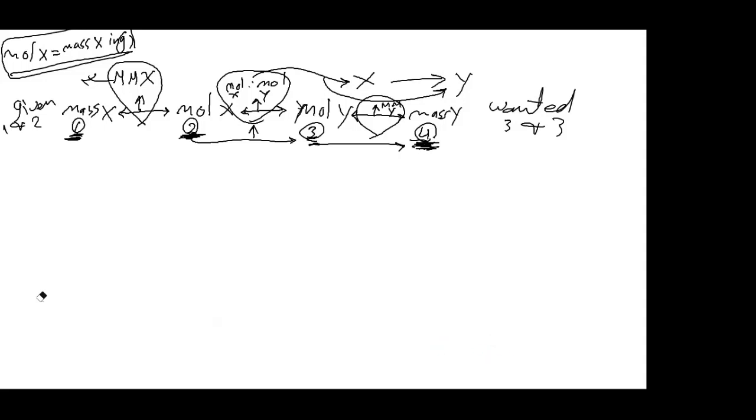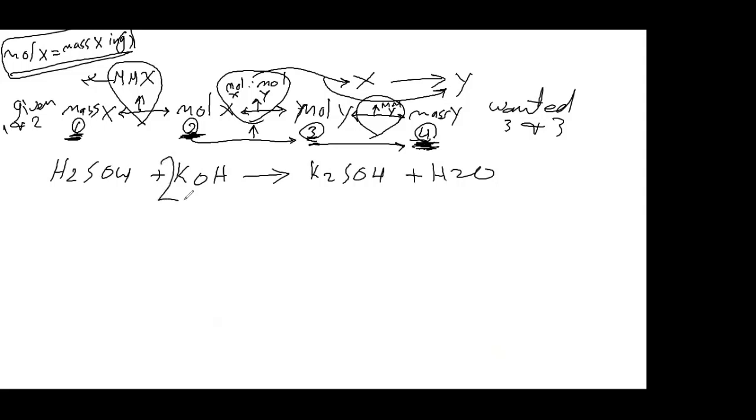Okay, so let's look for another reaction. Let's say we have, for example, H2SO4 plus KOH give us K2SO4 plus H2O. Let's balance this chemical equation. So here we need to multiply this one by 2 and 2 H2O. Okay, now it's balanced. Okay, let's say we have this equation.